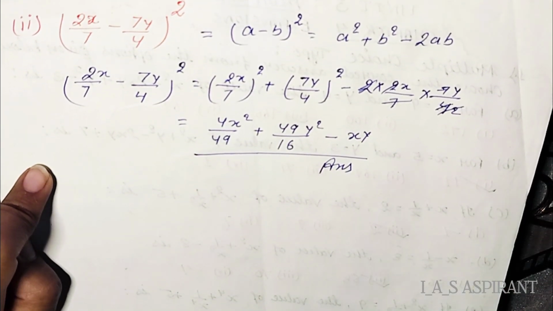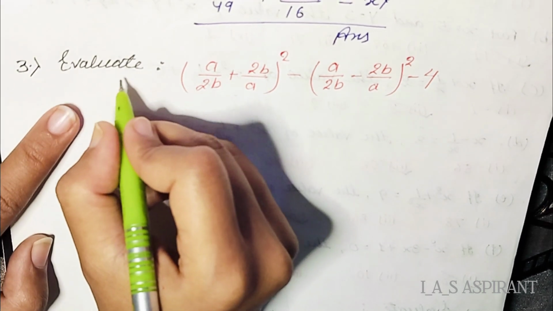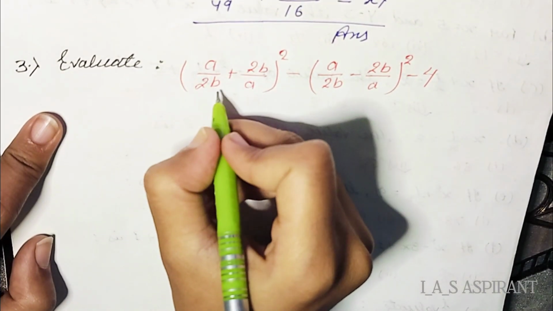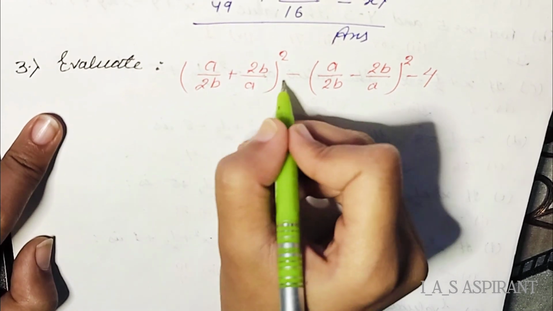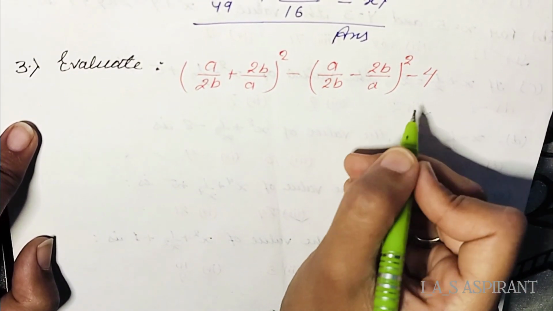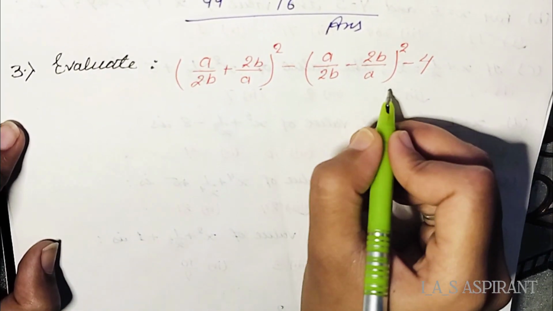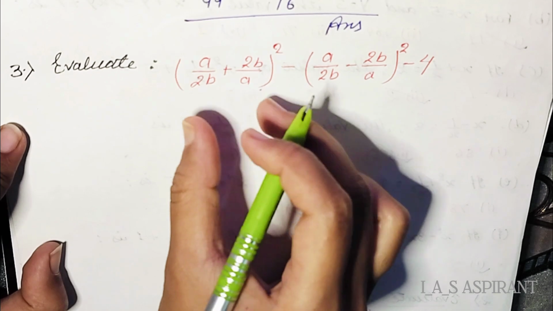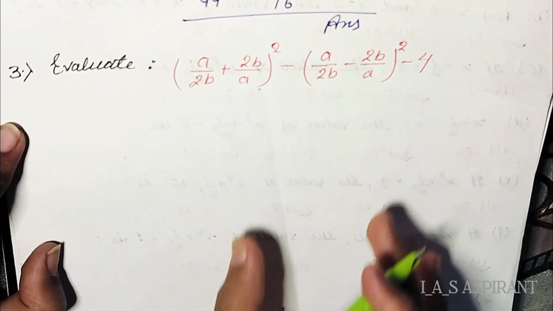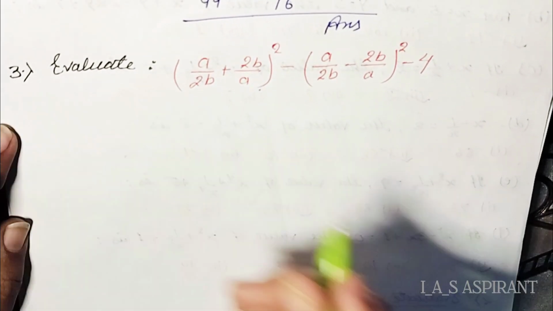Now in the third, we will have to evaluate this one. The question is (a/2b + 2b/a) whole square minus (a/2b - 2b/a) whole square. First of all we will expand this term and then the next term, then put the values of both into the equation and solve it.